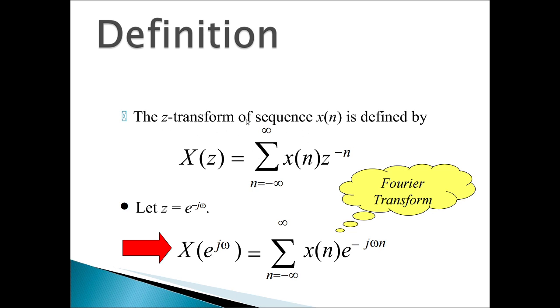The Z transform of a sequence x of n is applied to a discrete time signal, which is defined at some specific instants of time. That discrete time signal we are converting into the Z domain by making use of the Z transform. Z transform X of z is equal to sigma n equals minus infinity to plus infinity.